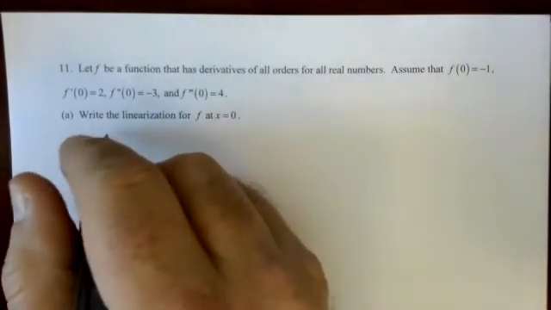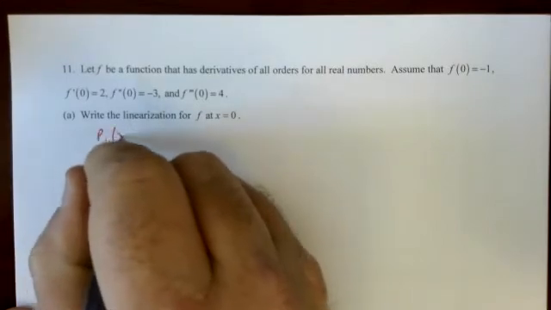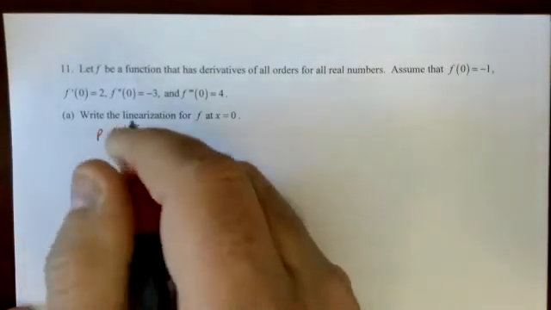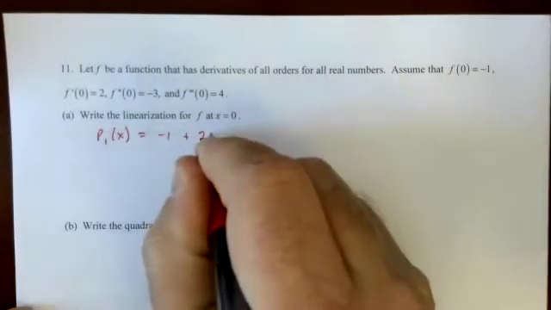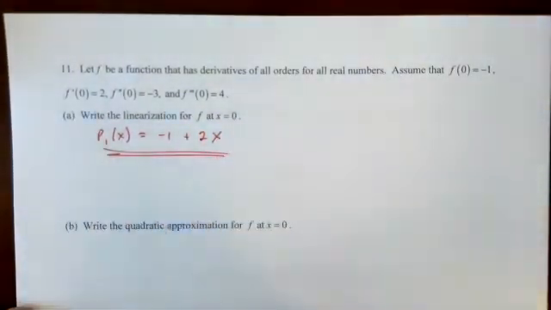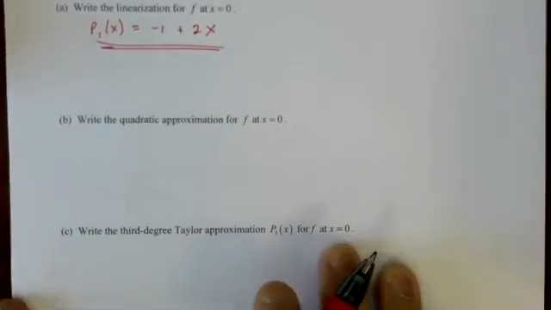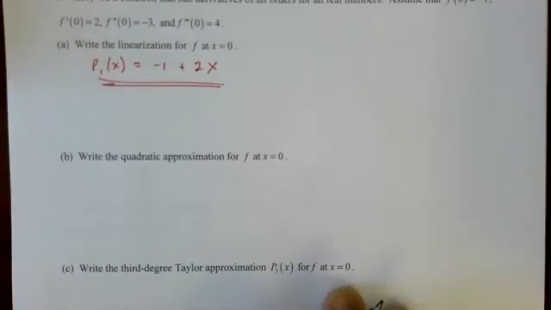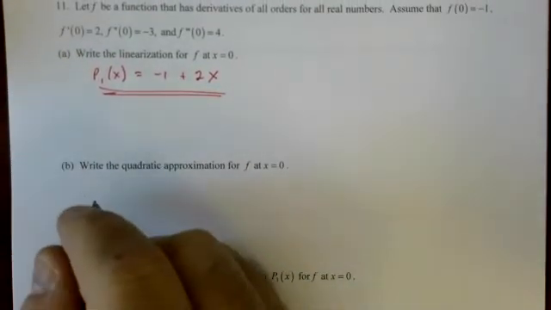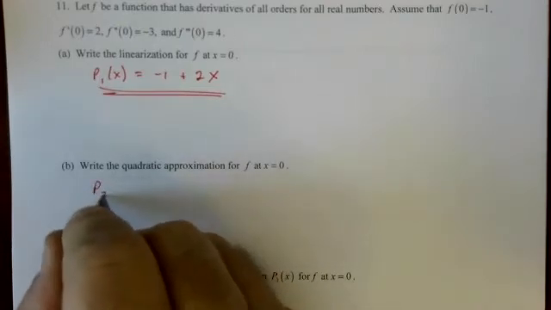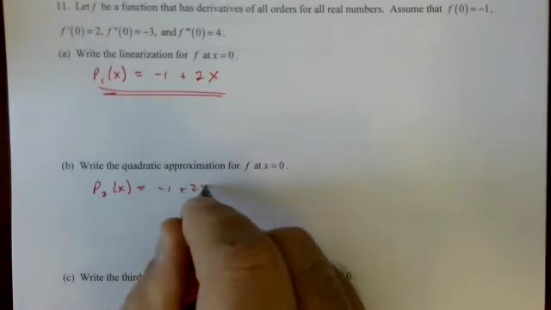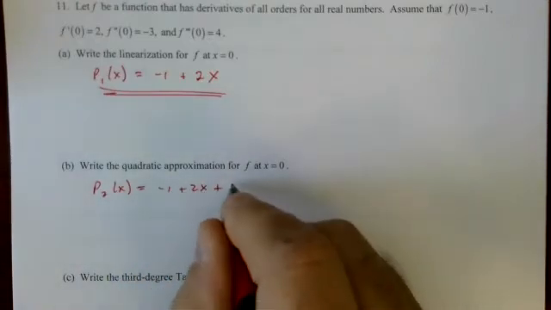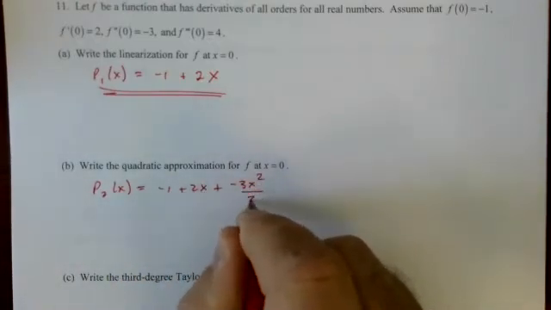That's the first term, just -1 plus 2x. Quadratic, so that's the second order: -1 plus 2x plus -3x squared over 2.